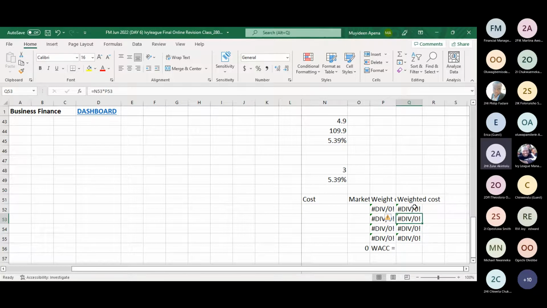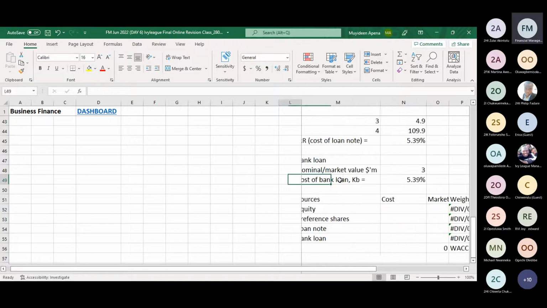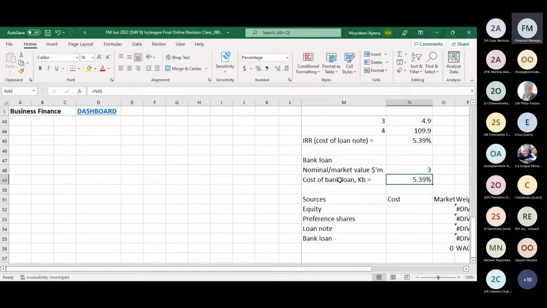Hello, sir. I don't understand how we got the 5.39 for the cost of bank loan. So we are taking the cost of the loan notes as the average cost of bank loan. Why is that, sir, please? That is the reasonable assumption we can take with this question. That's the only thing that can be applicable in this scenario.